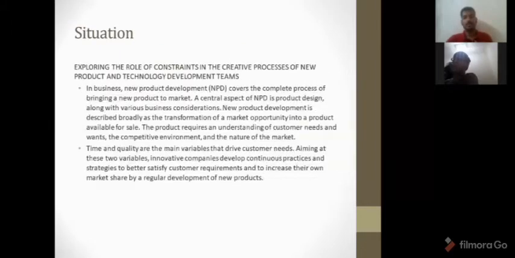Exploring the role of constraints in the creative process of new product and technology development teams. In business, new product development, in short NPD, covers the complete process of bringing a new product to market. A central aspect of NPD is product design along with various business considerations. New product development is described broadly as the transformation of a market opportunity into a product available for sale. It requires an understanding of customer needs and wants, the competitive environment, and the nature of the market.